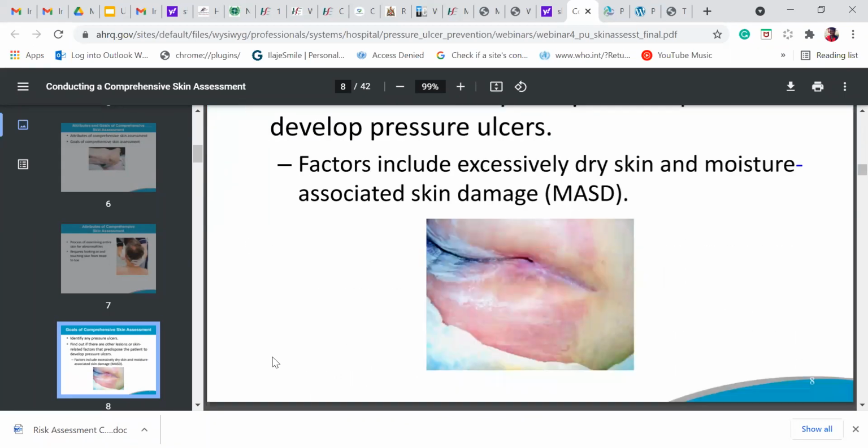So look at this. This is the sacrum, the bottom of this patient, and you can see there, it looks more red, very red. You don't know if it's blanching or not. Okay, there's some cream applied there.